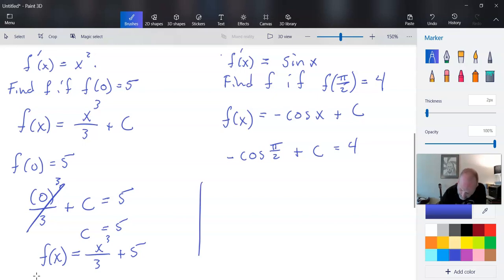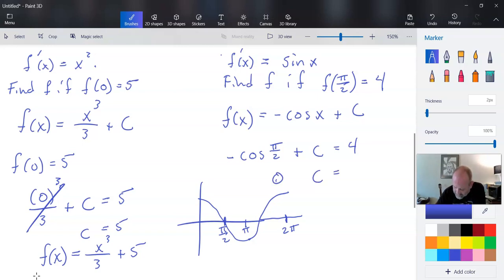You might have to think a little bit, but it's always good to look at the graph. You know that's pi, and the whole thing is 2 pi. That's a tick mark, not a 1 over. And so pi over 2 is right here, which means that cosine of pi over 2 is 0. So negative cosine of pi over 2 is 0, and I end up with C equals 4. Not so bad. Good, clean fun.